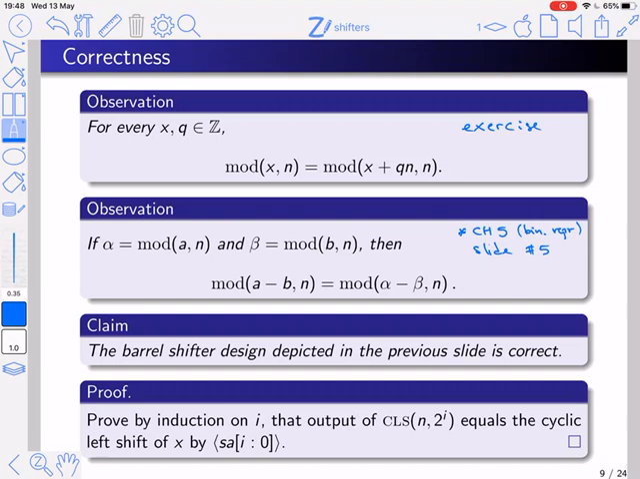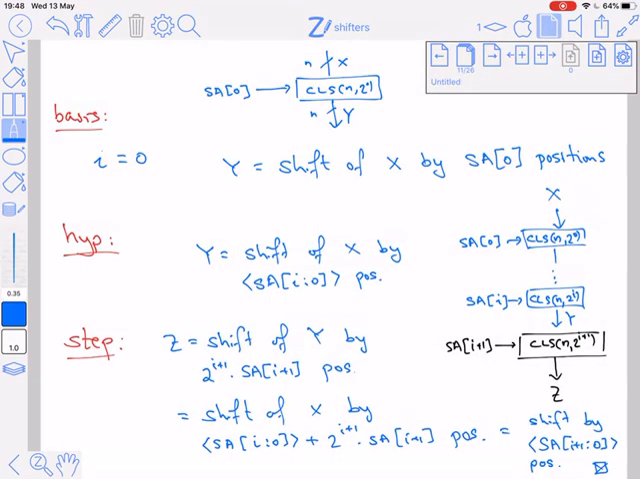Good. So now we claim that the barrel shifter that we just depicted, the one with the cascade of the CLS circuits, is a correct implementation of a barrel shifter, and the proof is by induction on i. We claim that the output of the ith stage of the cascade is indeed the cyclic shift of x by this many positions. Okay, so let's prove this statement.